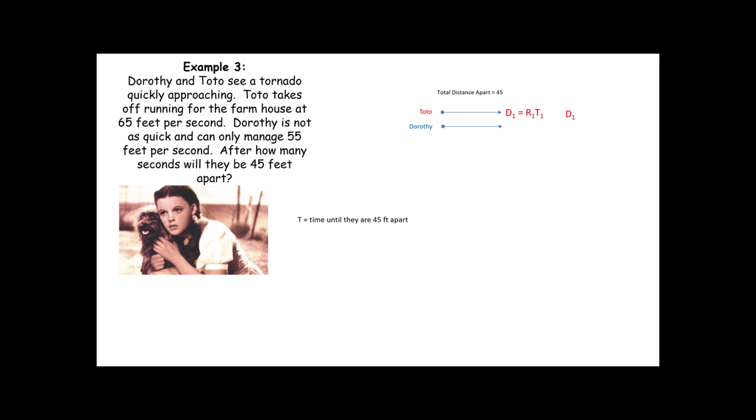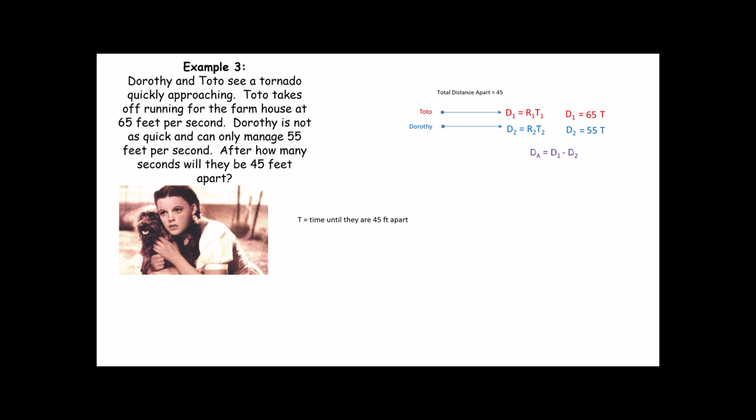Toto's distance is unknown. We do know he's moving at 65 feet per second, and we do know his time is in seconds. Notice that t has now just become a t because we know that Dorothy and Toto are both moving for the same amount of time. Can you pause and figure out Dorothy's equation? Dorothy's distance is equal to her rate of speed, and she moves the same amount of time as Toto. We have two equations for our system.